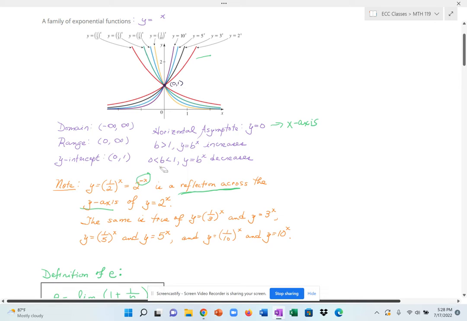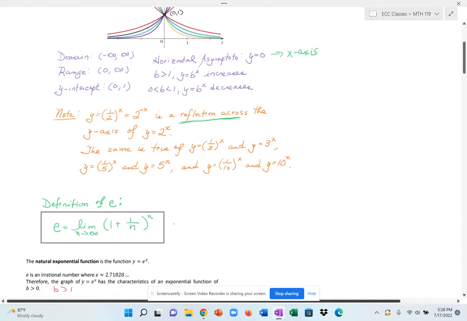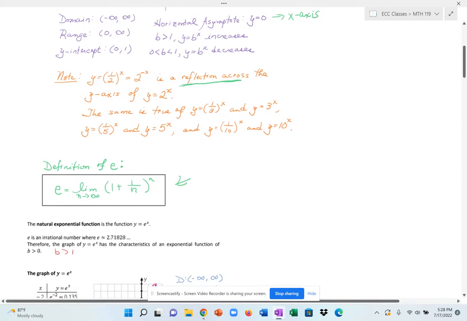So what is e? e will be the base when you are looking at the graph of a natural exponential function. And the definition of e is that e is equal to the limit as n approaches infinity of (1 plus 1 over n) to the nth power. But it really is just a number, and it's an irrational number, which is approximately equal to 2.71828. That decimal goes on and on forever. So that's just an approximation.